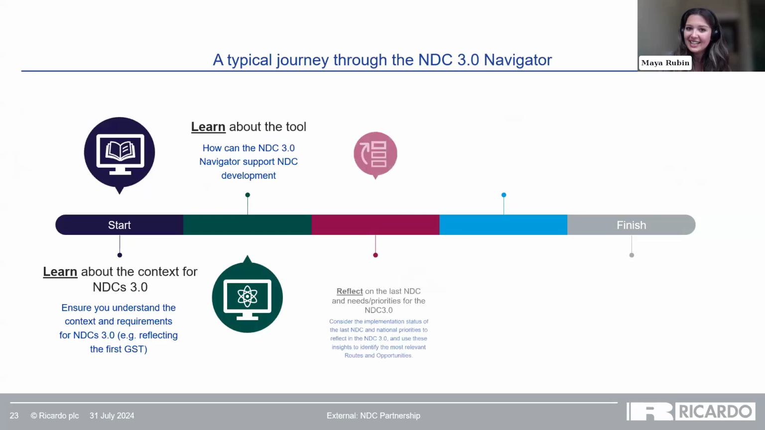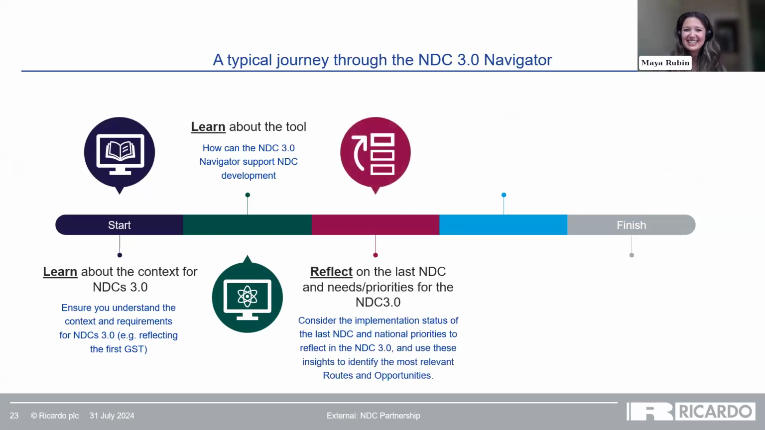And if we click ahead again, we can see the next step would be to reflect on the last NDC and those needs and priorities for the next NDC. And as Rose will show you in a moment, there is a questionnaire available to support countries in doing this. A country can go in and answer a series of questions that will then help guide them towards the most relevant routes for their country needs and priorities.